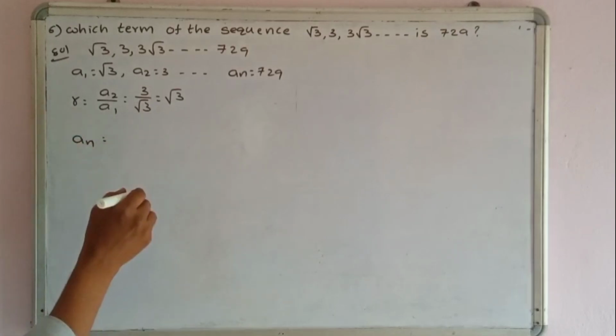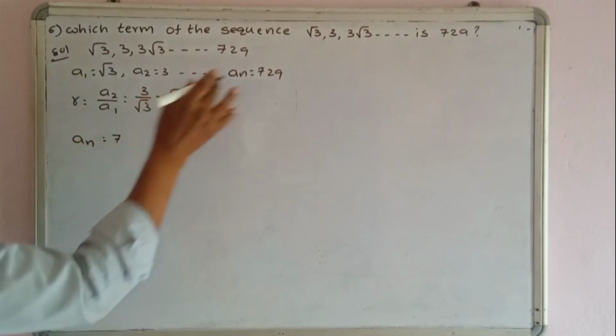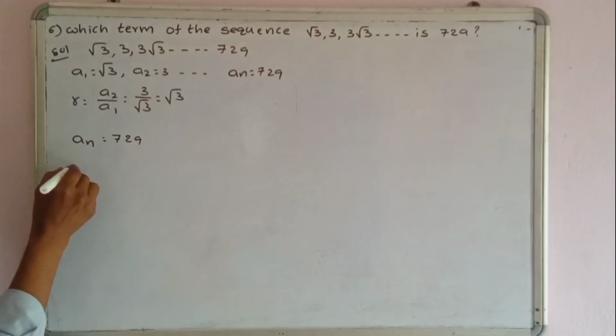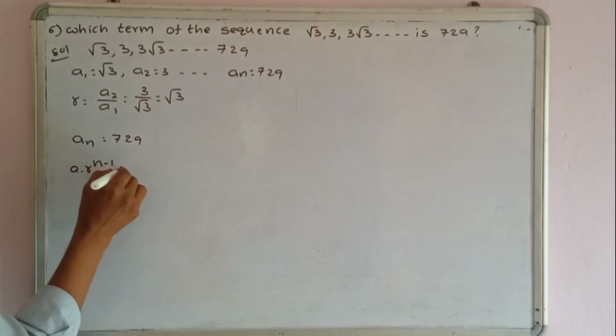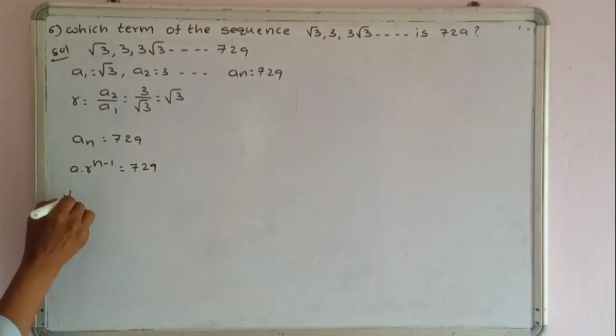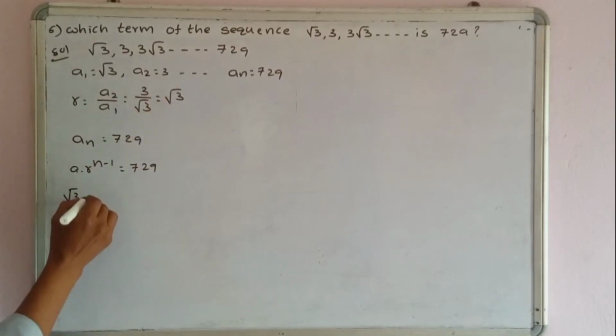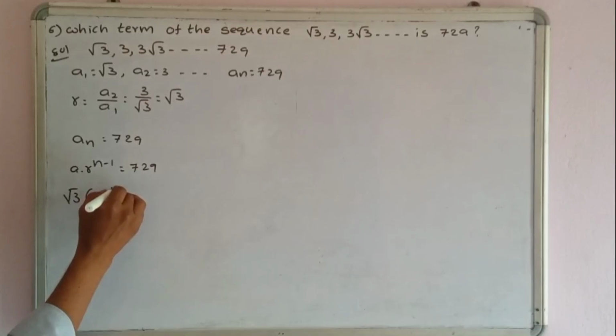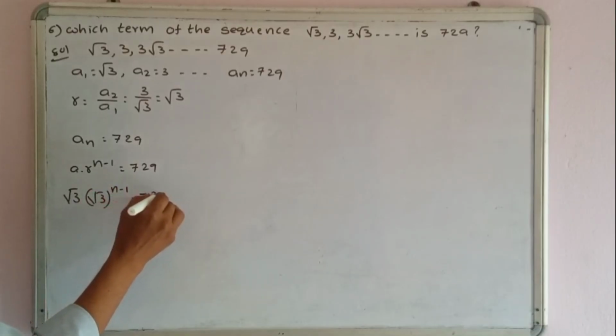What is the nth term formula? Nth term formula: an, which is given as 729. So nth term formula a into r power n minus 1 equals 729. a value is root 3, into r value also root 3, power n minus 1 equals 729.